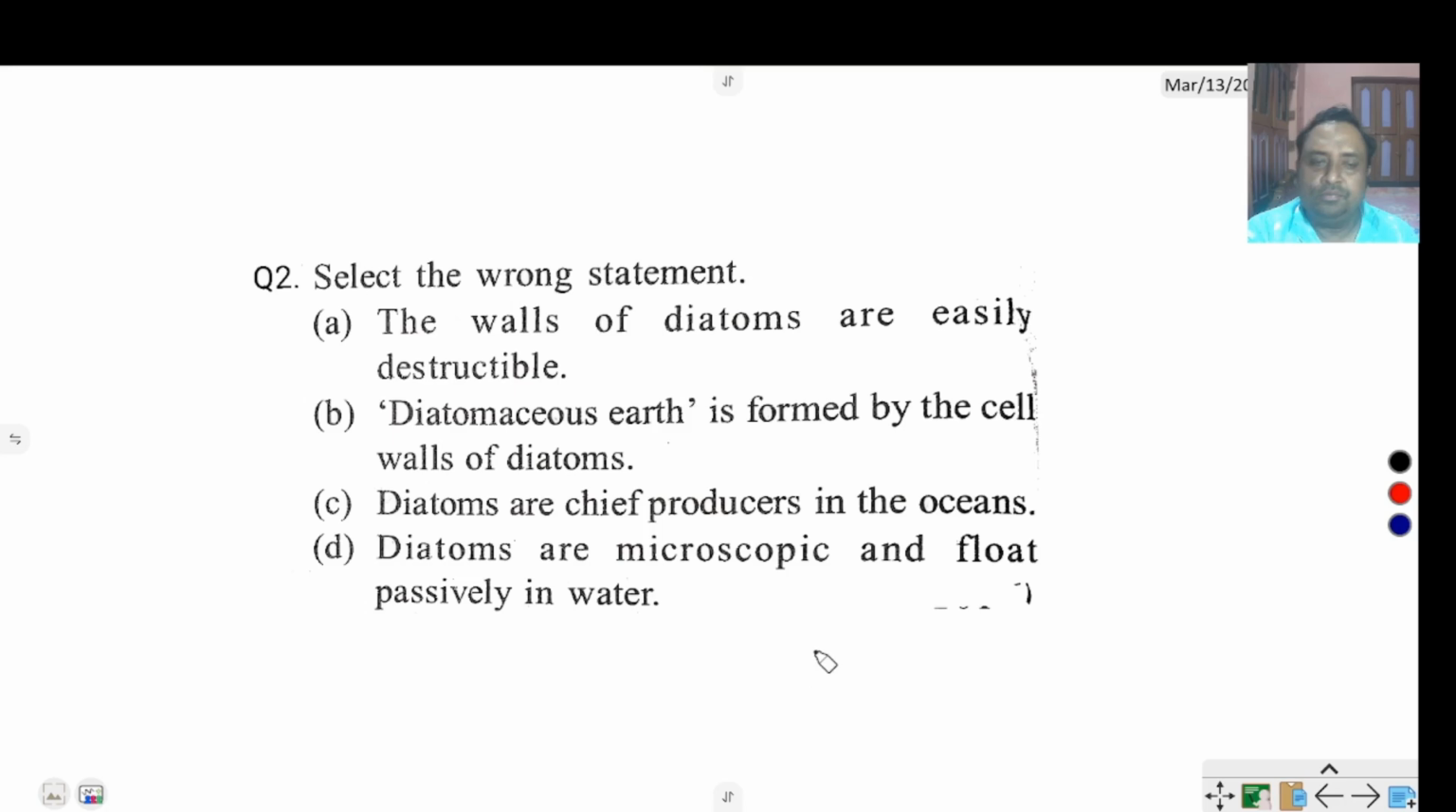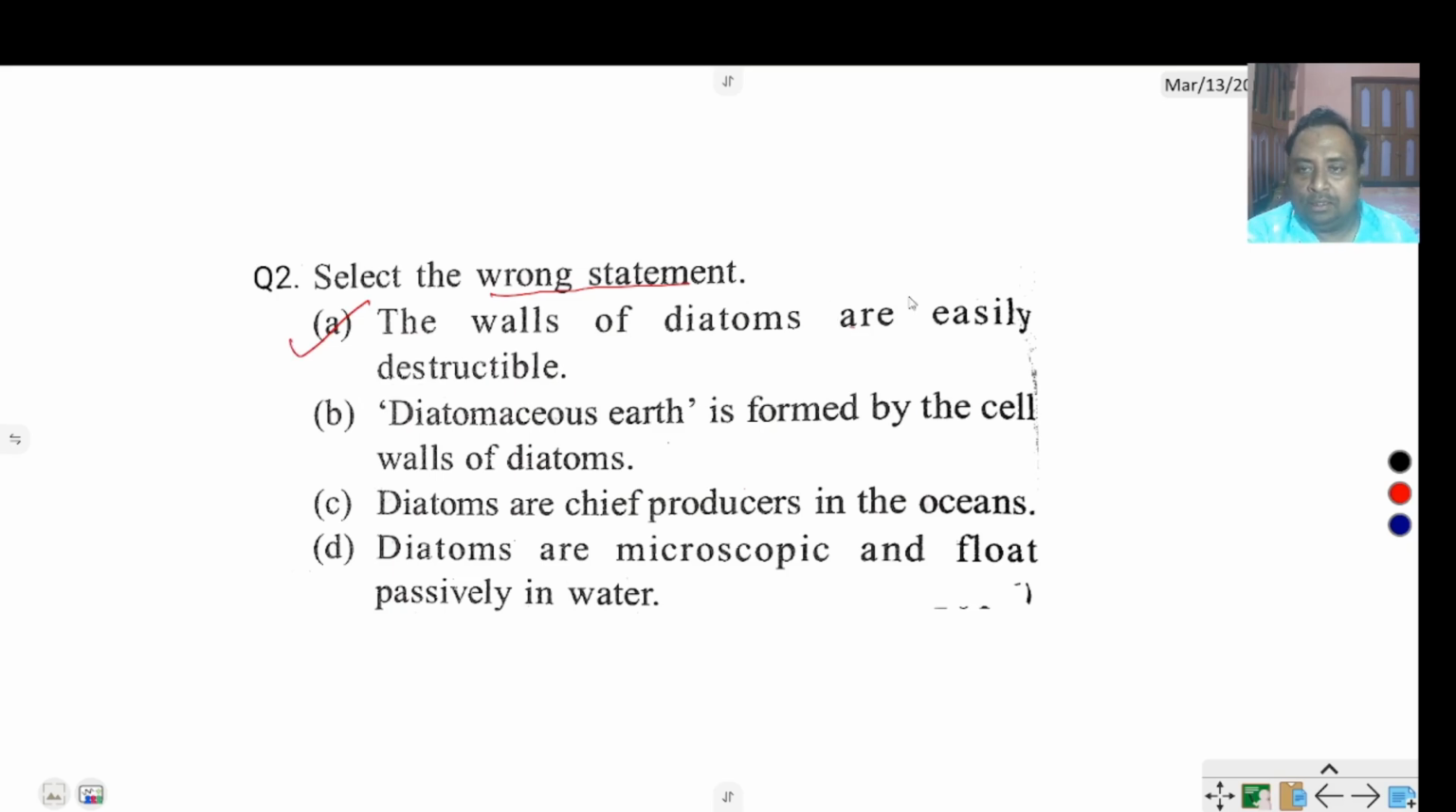Next question: select the wrong statement. A. All diatoms are easily destructible. B. Diatomaceous earth is formed by the cell wall of diatoms. C. Diatoms are chief producers in the oceans. D. Diatoms are microscopic and float passively in water. Here the wrong statement is that all diatoms are easily destructible. This option is wrong. Why?